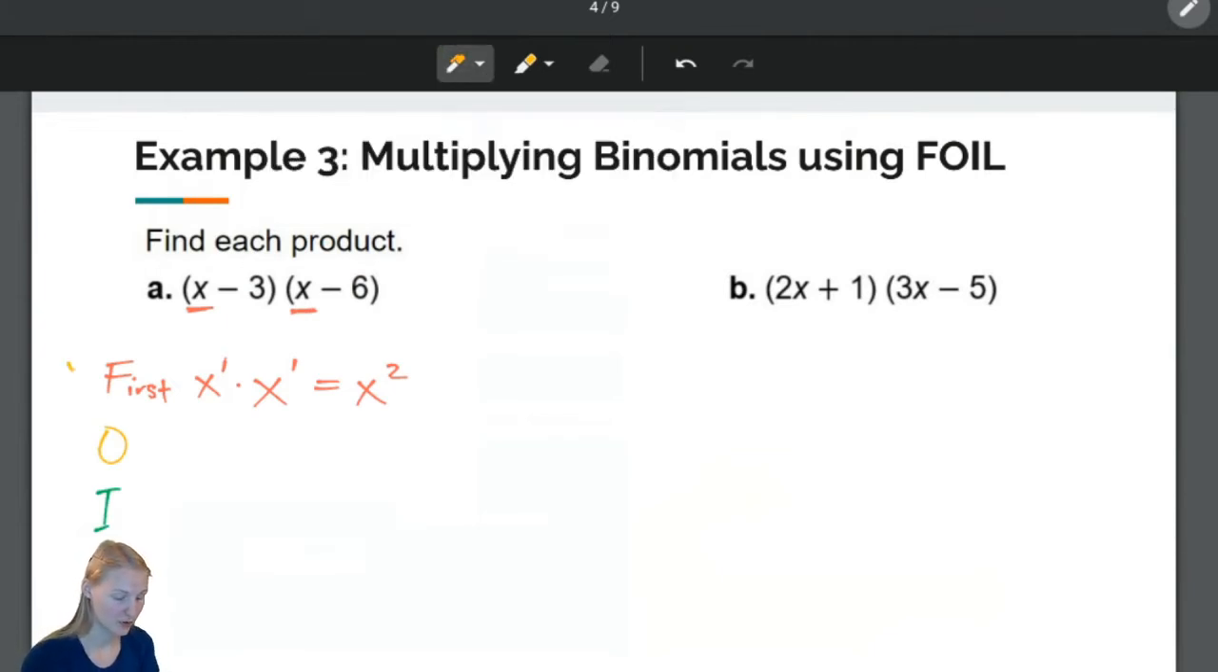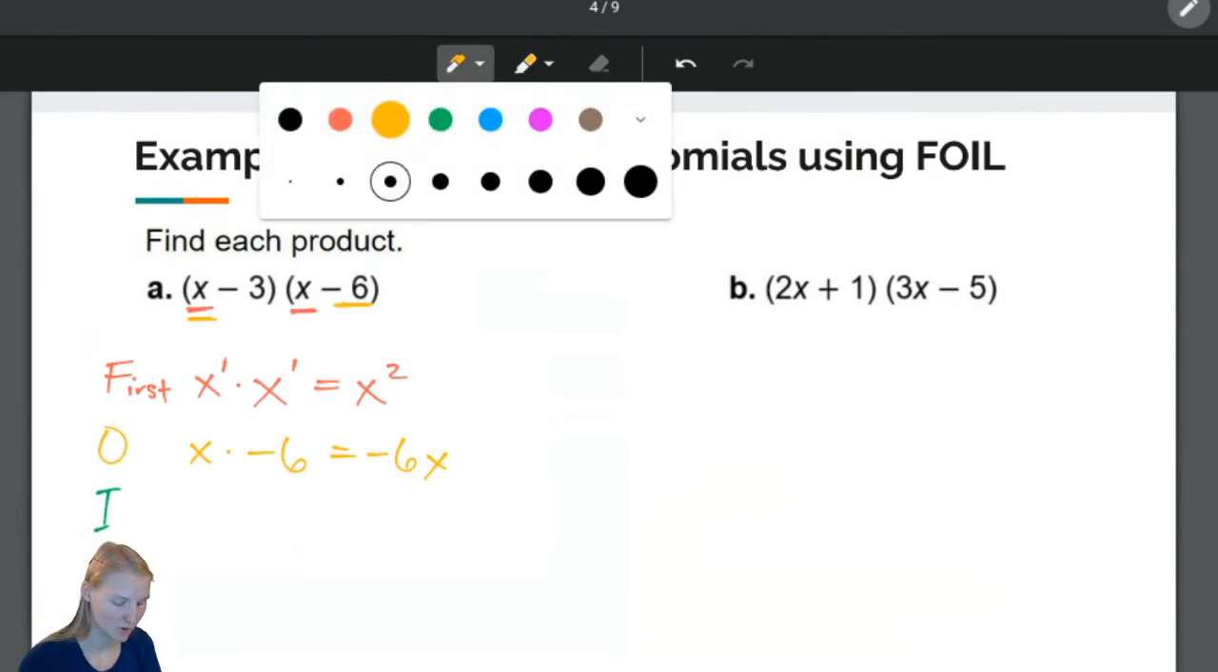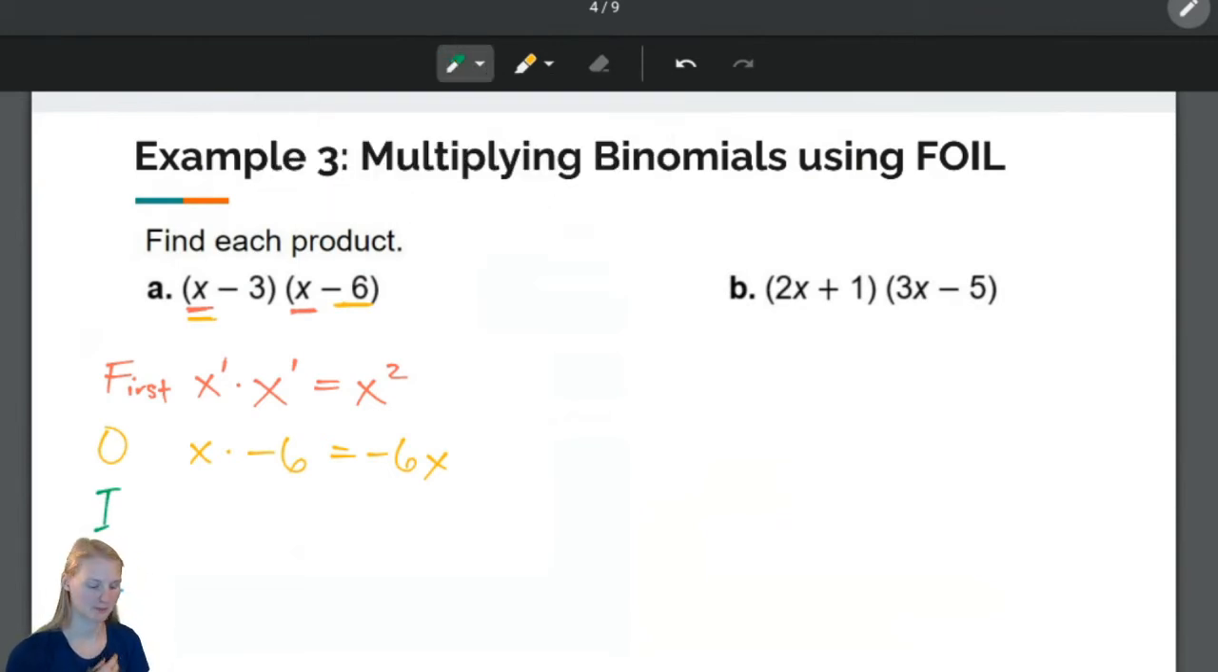Beautiful. So I did the first, done with that. Now I'm going to look at the outer terms, or the outside terms. That is x and negative 6. So x times negative 6 is negative 6x. Just put them together like that. And we're done with the outer terms.